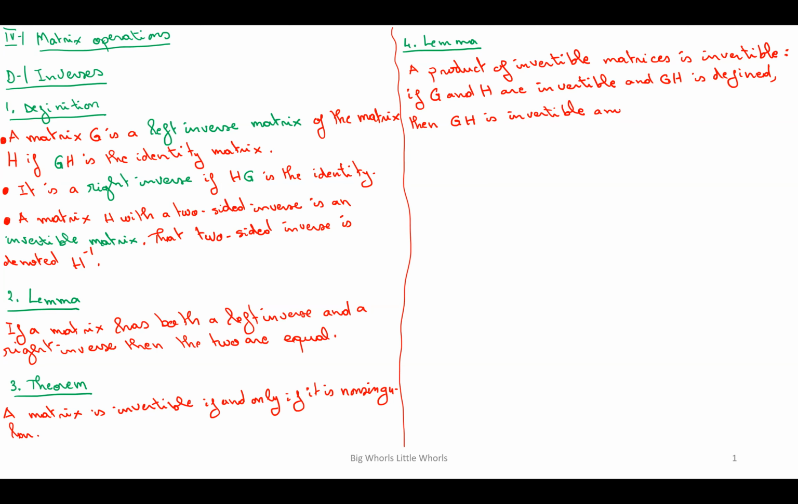And I'm going to change color here because this is an equation to remember easily. The inverse of GH is not G inverse times H inverse, but we have to invert the order of the matrices. We have GH here, but the inverse will give us H inverse times G inverse.